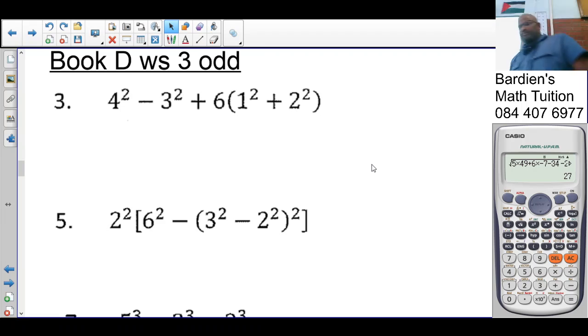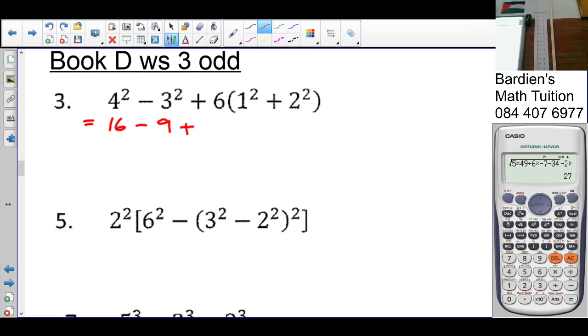Okay. Look at number 3 quickly. What is 4 squared? 16. 3 squared? 9. Plus. If there's no sign between 6 and the bracket, what does that mean? Multiplication. So it's 6 multiplied by 1 squared? 2 squared? 4. You all okay with that?